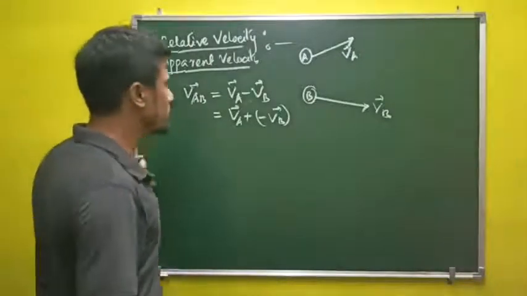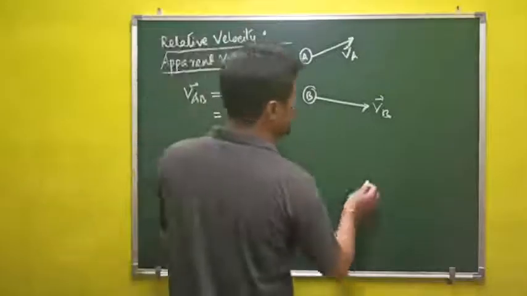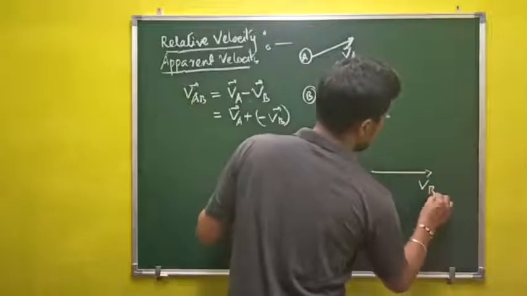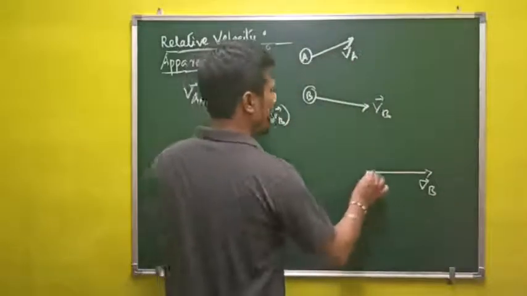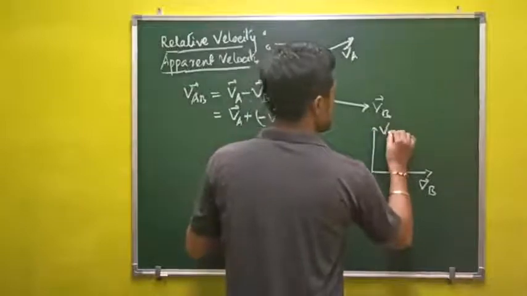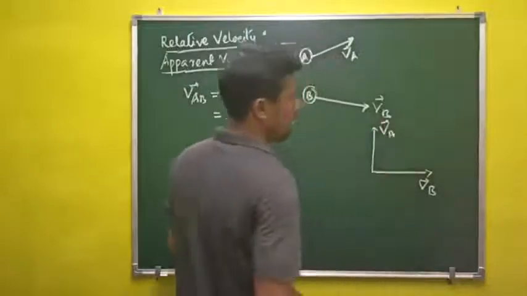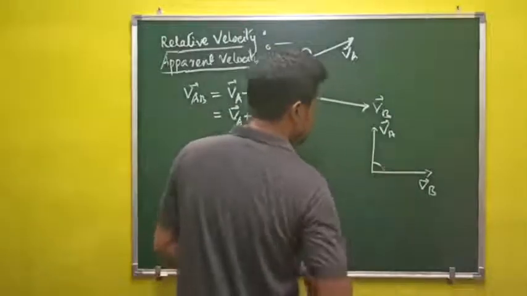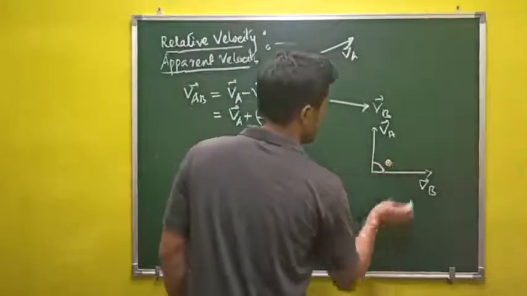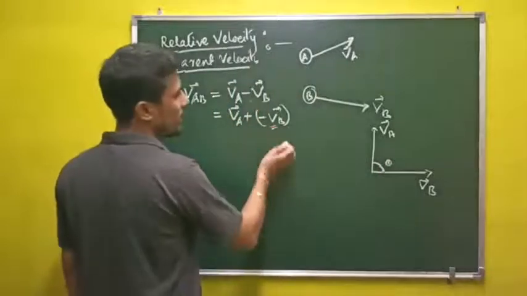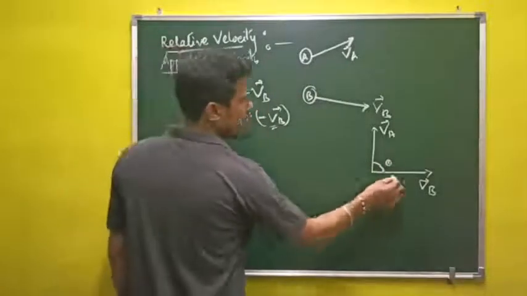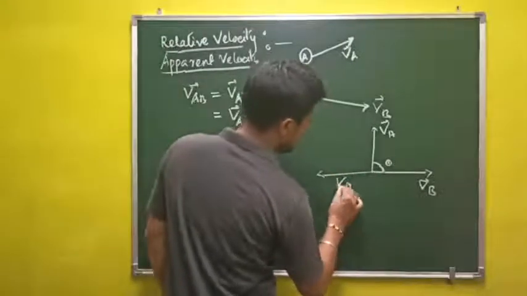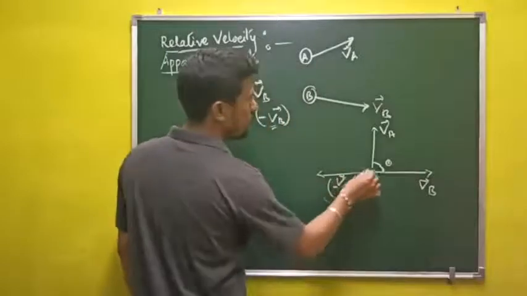Suppose you consider the angle between VA and VB. This is the VB vector, and this is the VA vector. We consider the angle between these two vectors to be theta. Now draw a negative vector of the VB vector. This will be along this direction. This is the minus VB vector.